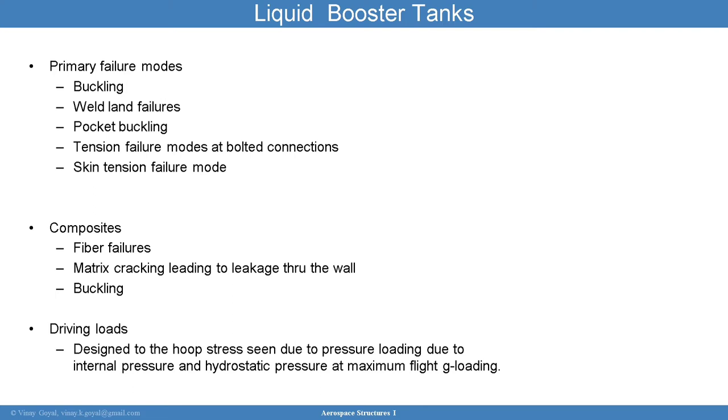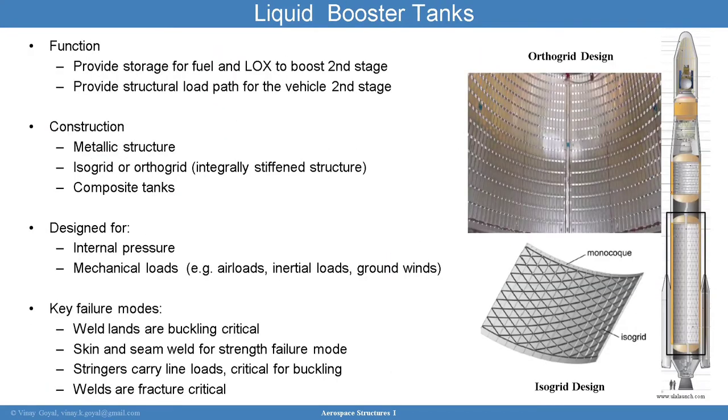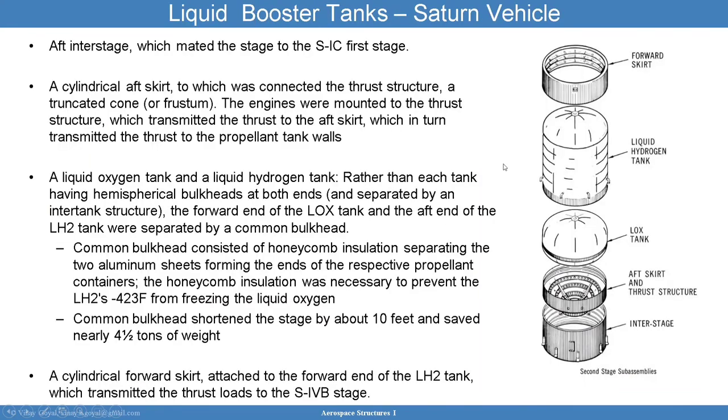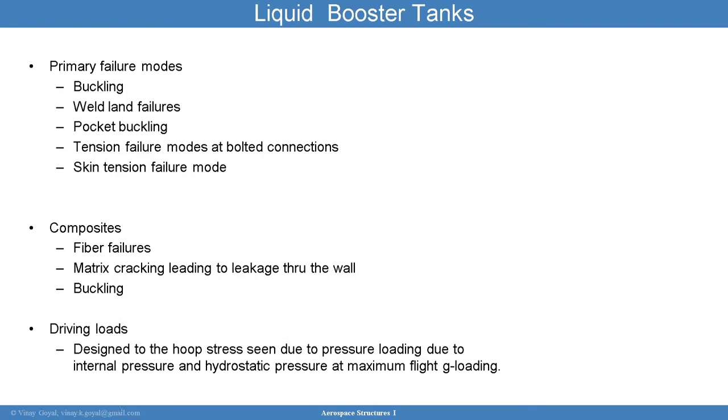So liquid booster tanks are quite complicated. They have primary failure modes like buckling, weld land failures, and bucket buckling. Bucket buckling basically means that these little triangles here, or these little rectangles in the orthogrid design, those skins, since they're not supported, could potentially buckle. And if you have a sufficient amount of bucket buckling, those bucket buckles can then cause a more global buckling event. Tension failure modes of both the connection can occur.